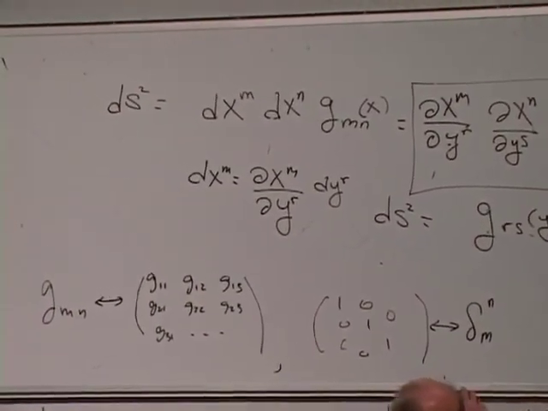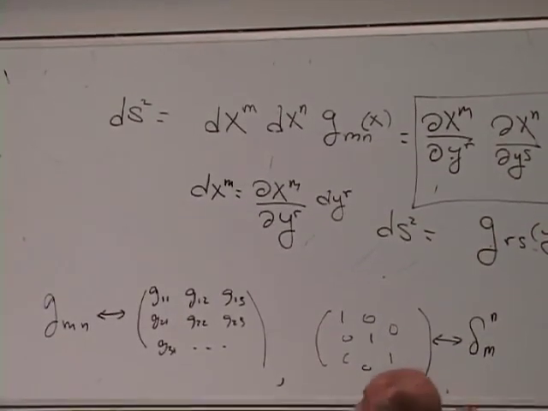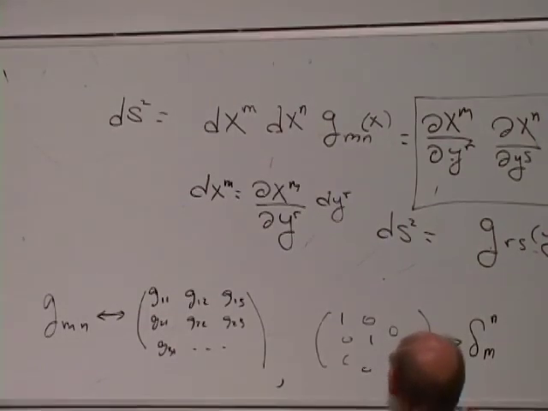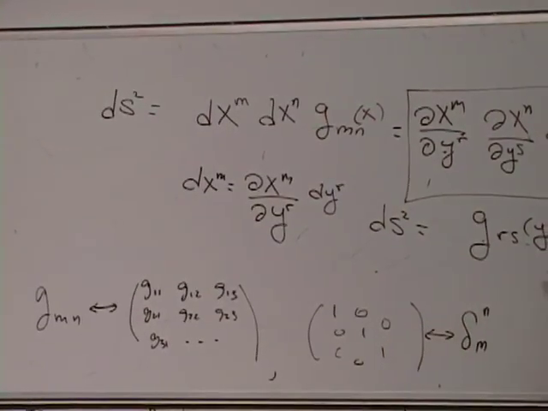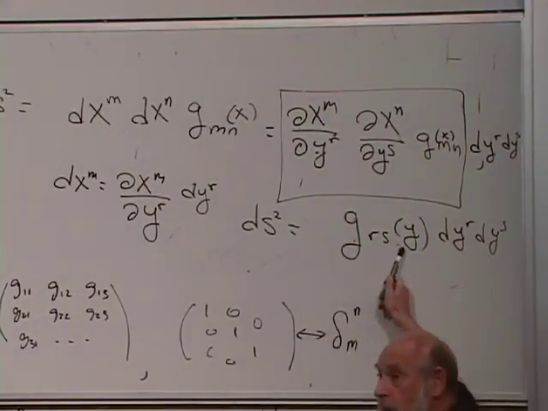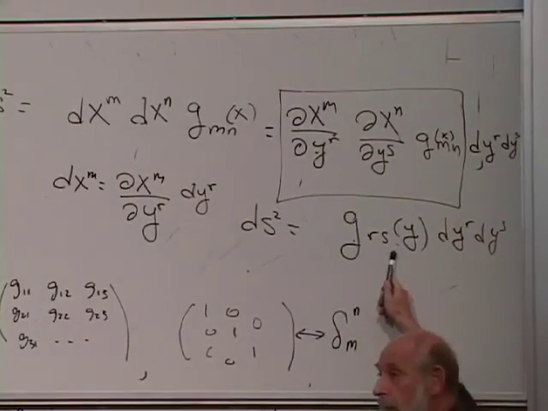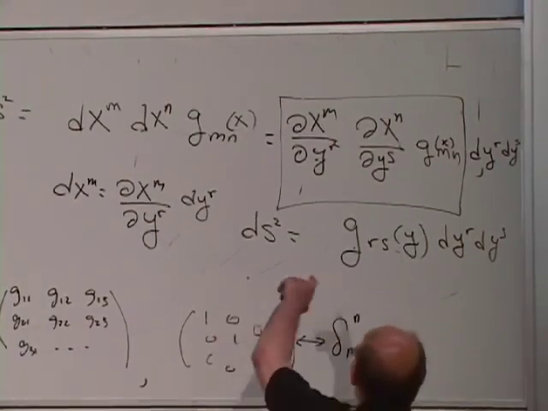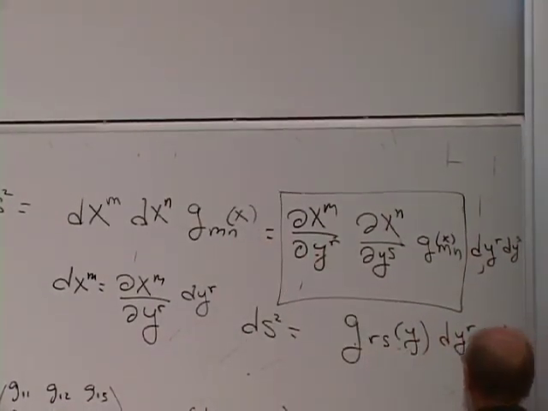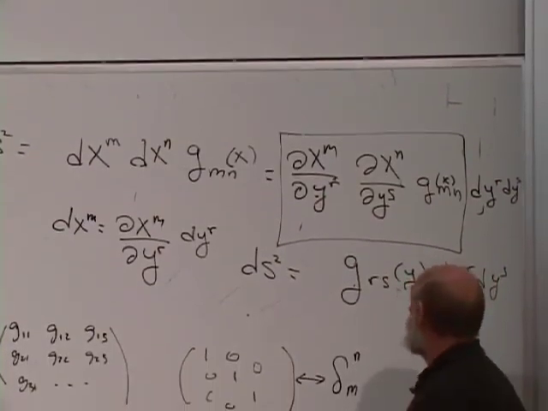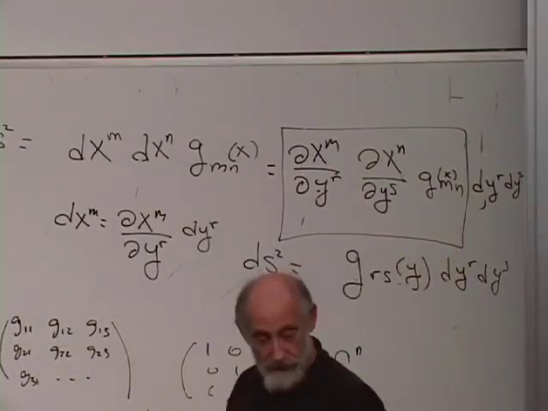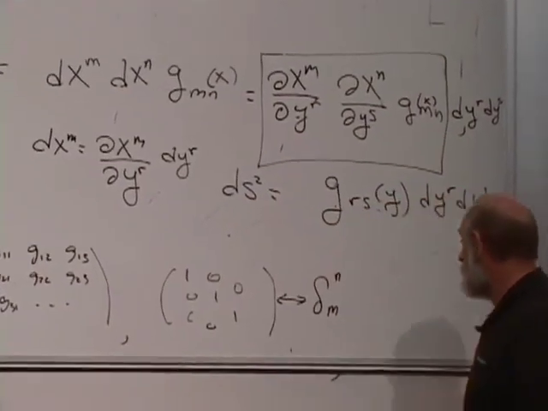Wait, the ds squares are the same? The ds squared is the same whether you compute it with the gmn or the grs. No, that is where we assumed that, to find the relationship between gmn of x and grs of y. In other words, I simply took this and rewrote it in this way. It's really the same equation, given that the g's are related, as they have to be related by tensor transformation properties.